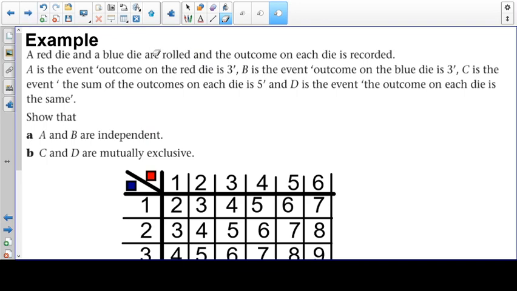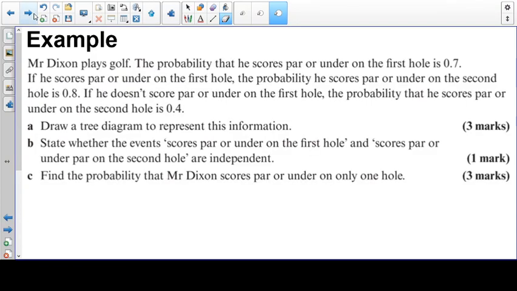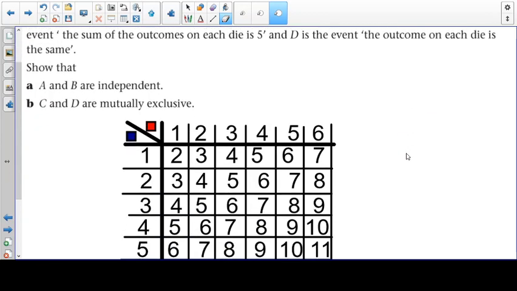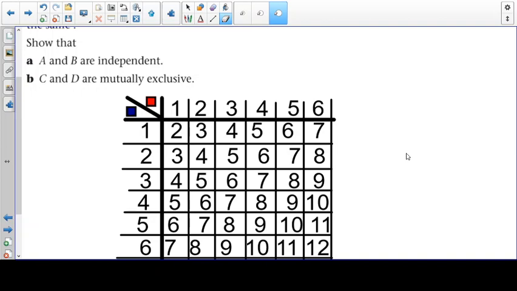Okay, we're just going to look at a couple more examples where we have questions about independence and mutually exclusive events, and then you're going to do the exam questions. So a red die and a blue die are rolled and the outcome of each die is recorded. A is the event, outcome on the red die is 3. B is the event, the outcome on the blue die is 3. C is the event, the sum of the outcomes on the dice is 5. And D is the event, the outcome on each die is the same. Show that A and B are independent.